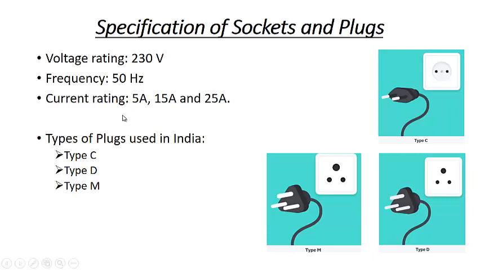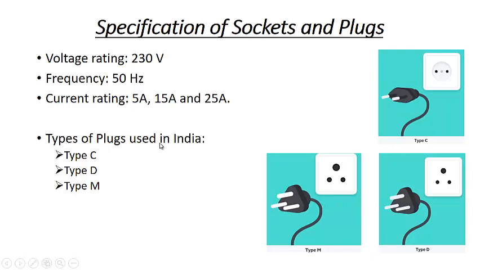Now, specification of the sockets and plugs. In general in India the voltage rating will be 230, or sometimes some parts may be rated as 220, and the frequency will always be 50 Hertz. The current rating of these plugs and sockets will be 5 ampere, 15 ampere, and 25 amperes. Beyond this, these types of sockets are not used. There are other sockets which I will not go into detail about, because their rating is higher and their configuration is also different from this, and you might have seen these types of sockets at your home.